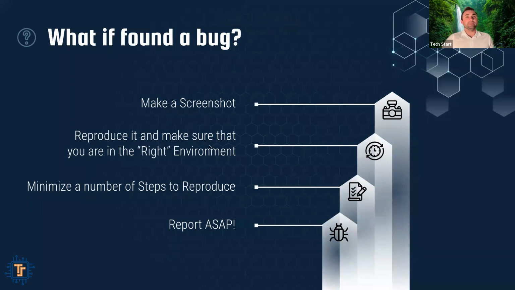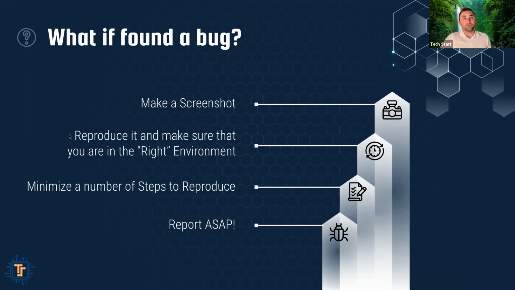The second step says reproduce, and make sure that you are in the right environment. This is important because sometimes you create a screenshot, you report bugs right away, and then you are not able to reproduce it. Why? You don't know, because sometimes it's a weird bug that happened and you're not able to reproduce it. But you have a screenshot or a video recording as proof, and you can report the bug.